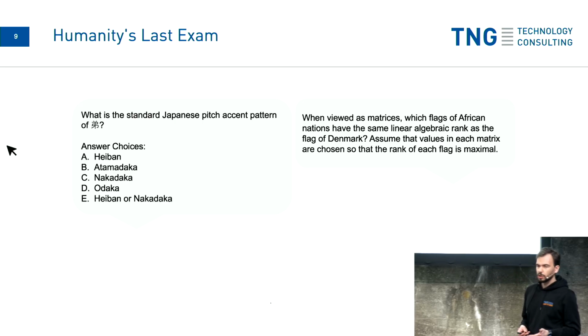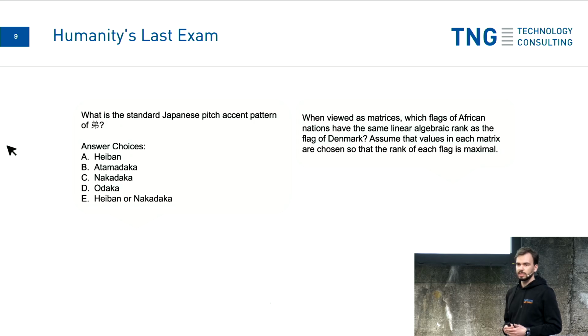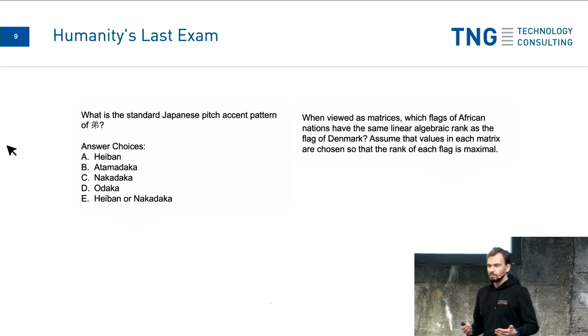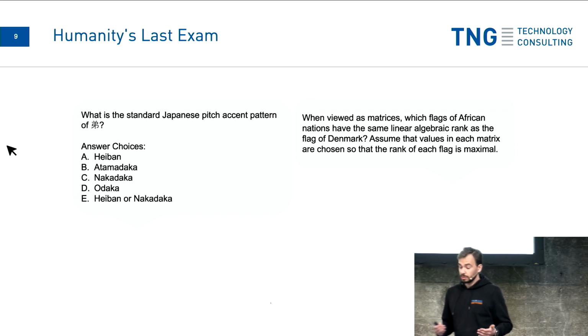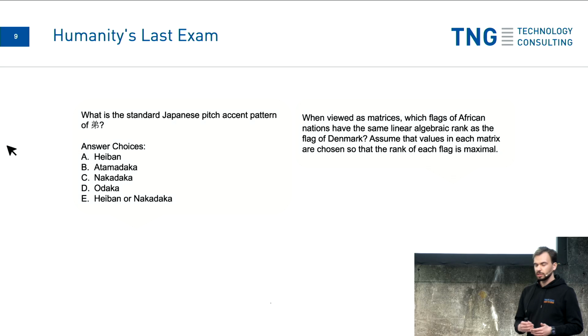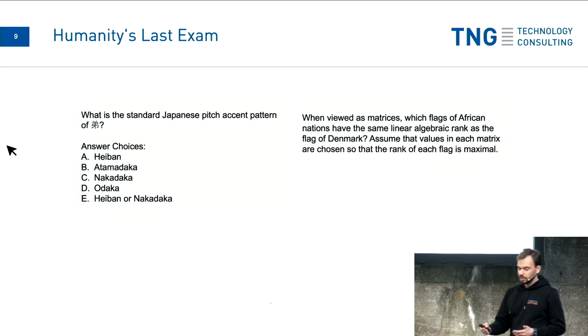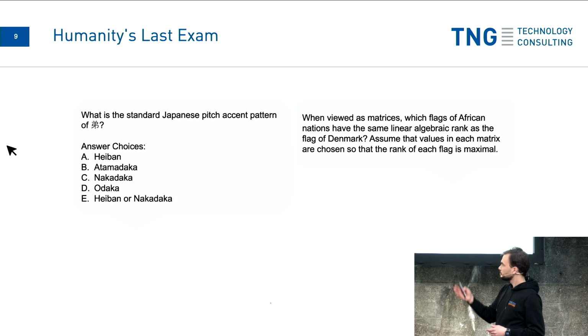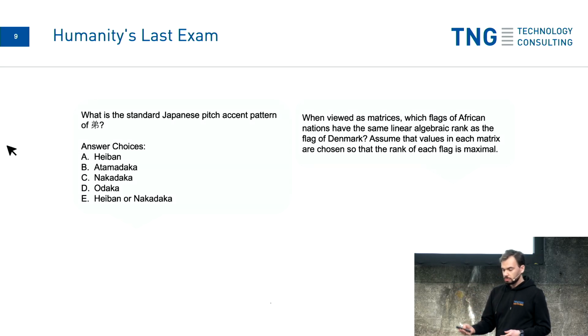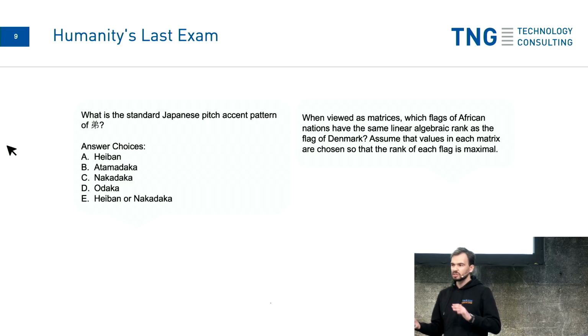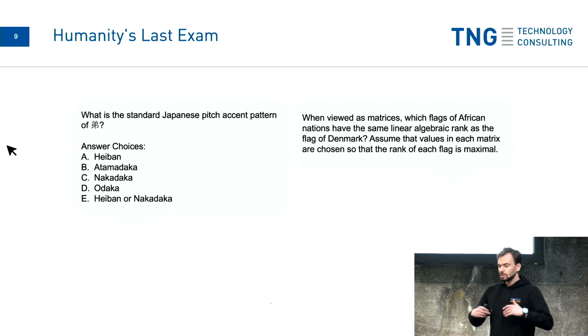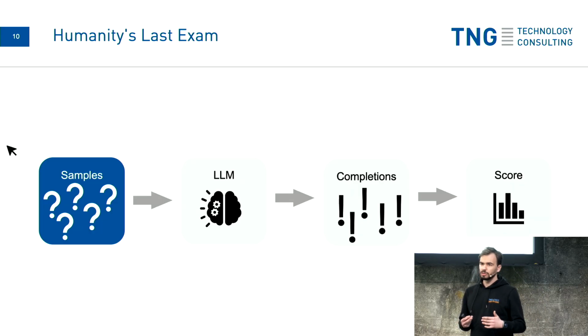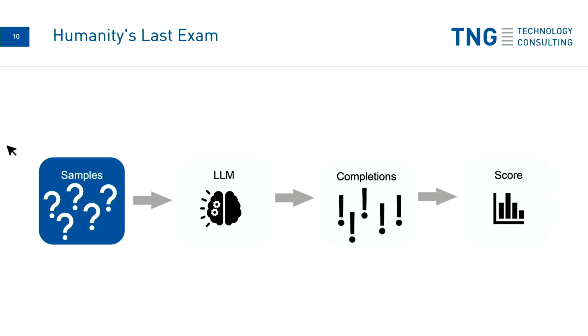An example which we've brought to you today is Humanity's Last Exam, which is a pretty famous benchmark for general knowledge. It consists of questions like, what is the standard Japanese pitch accent pattern of this kanji? Or questions about flags considered as matrices. So questions from many different topics. And this is actually also the first thing to consider when looking at benchmarks. Jonathan just introduced it: what are the samples?